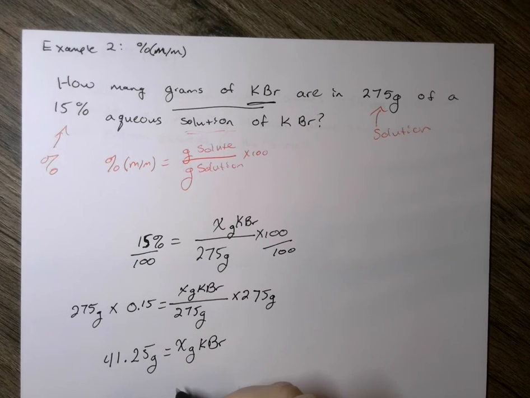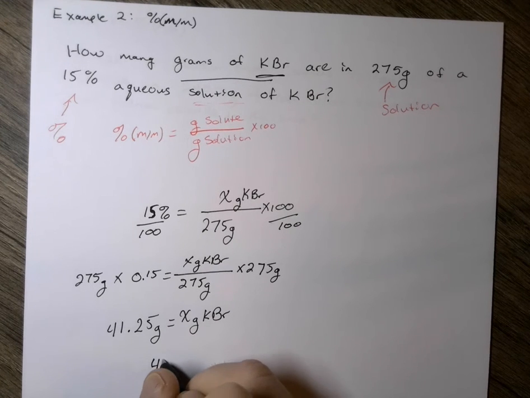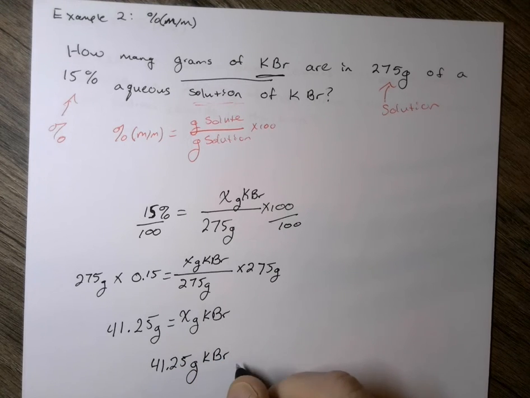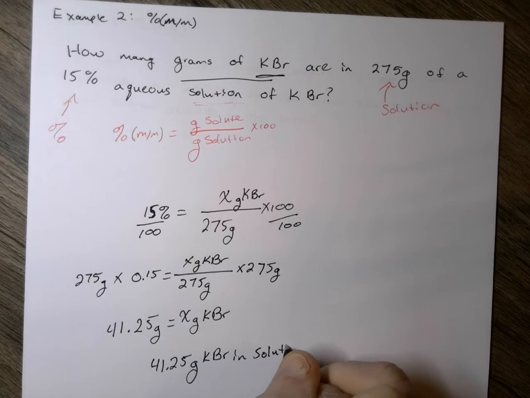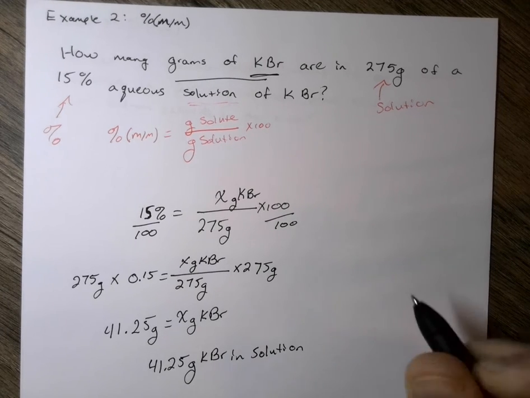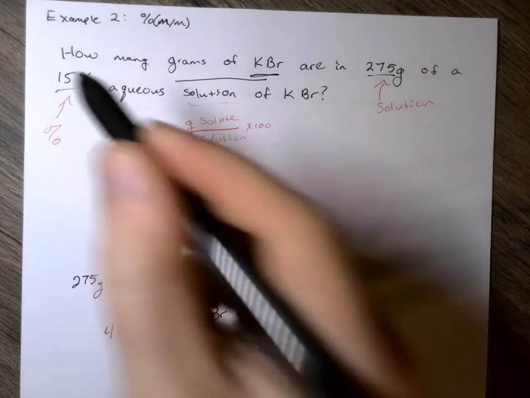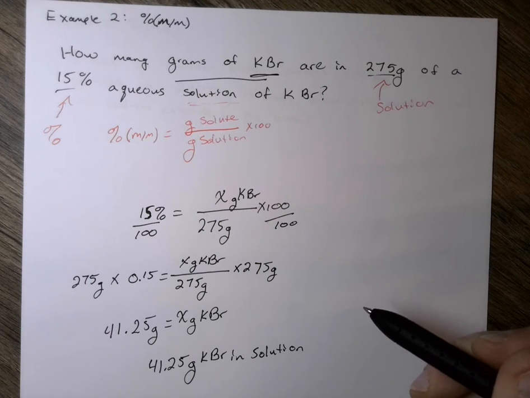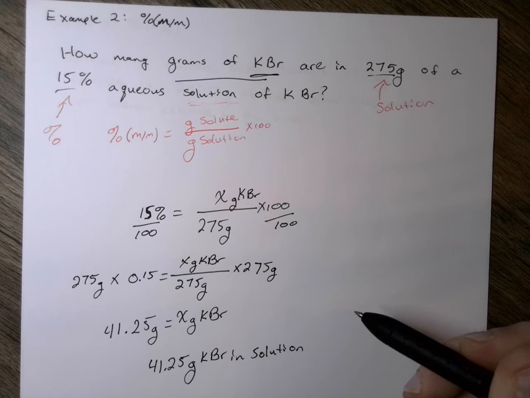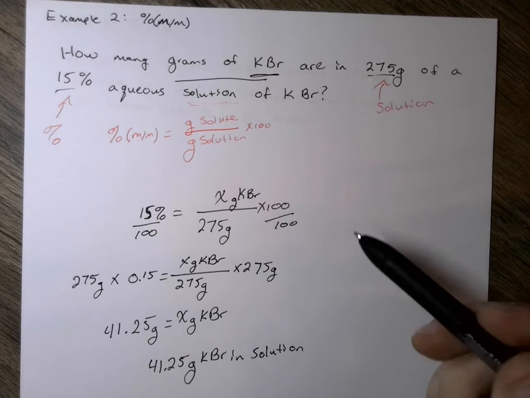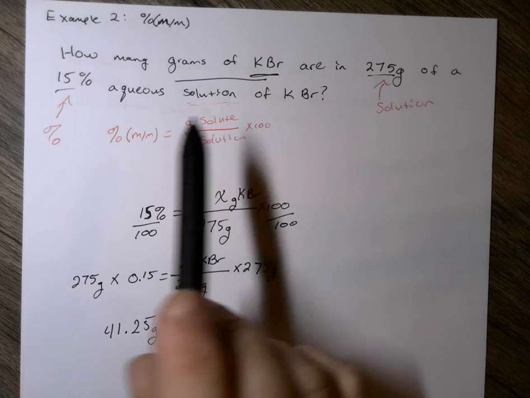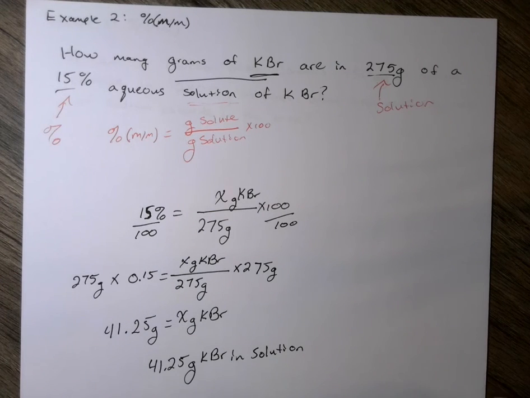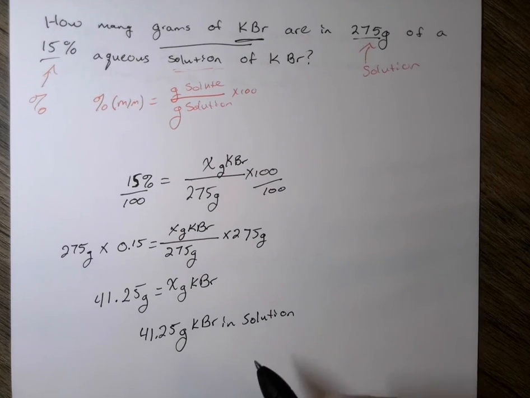So that means that we have 41.25 grams of KBr in solution. Now, what we were provided with was 275 and 15. If we're looking at significant figures, we always are answering to the lower number of significant figures if we're doing multiplication or division. So the lower number of significant figures, we have 3 in the 275 grams, and we have 2 in the 15%. So my answer needs to be to 2 significant figures.